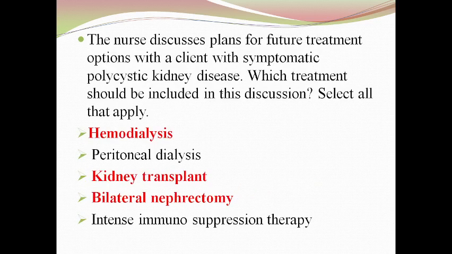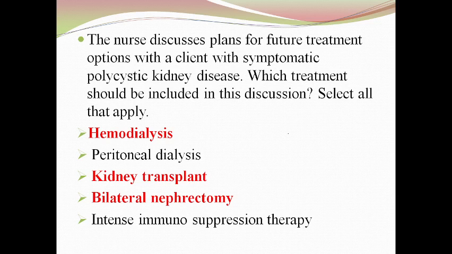The next one. The nurse discusses plans for future treatment options with a client with symptomatic polycystic kidney disease. Which treatment should be included in this discussion? Select all that apply. Polycystic kidney disease is a genetic familial disease in which the kidneys are enlarged and filled with cysts that rupture, and the kidneys become scarred, eventually resulting in end stage renal disease.